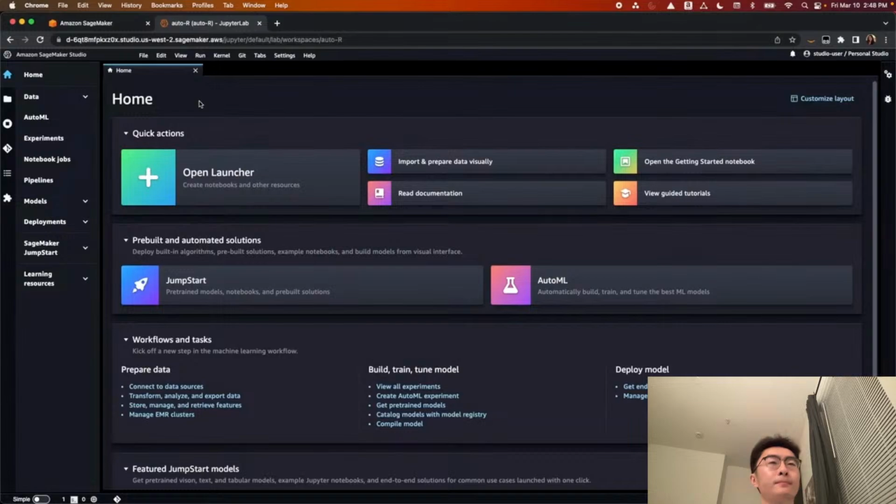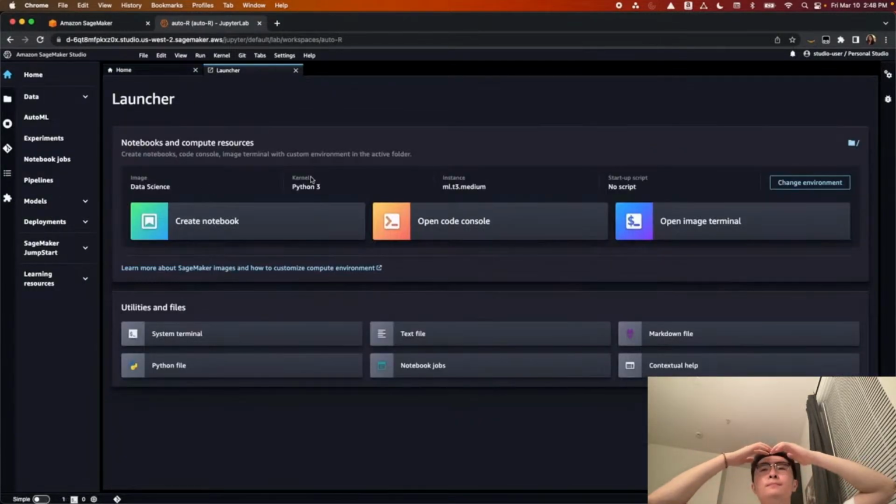From here, you are taken to the home page where you can see quick button items to create a notebook, open the code console, and open a terminal. On the left side panel, you can find the features for building, training, and deploying your machine learning models. We'll walk through those now.